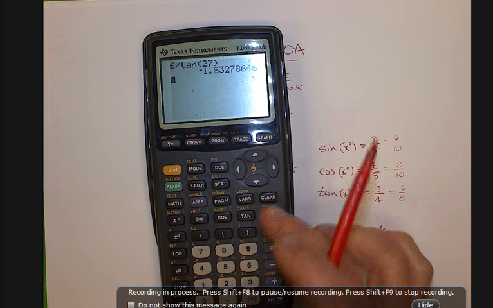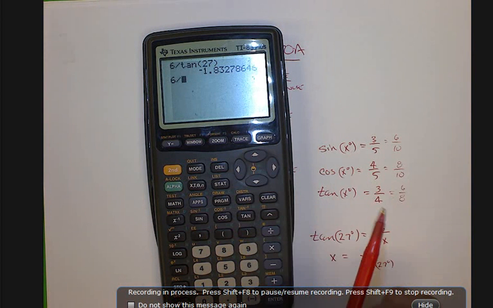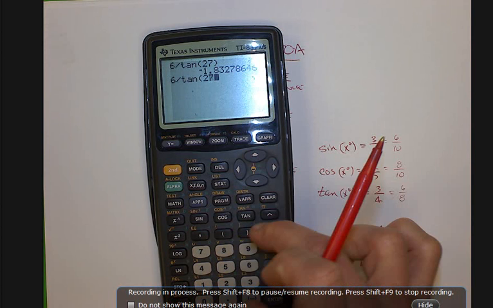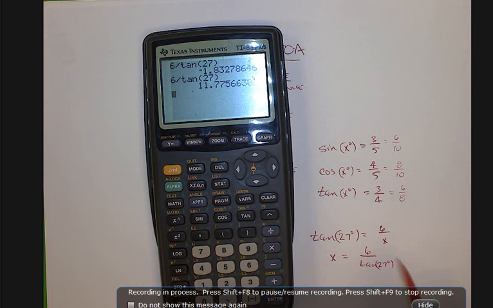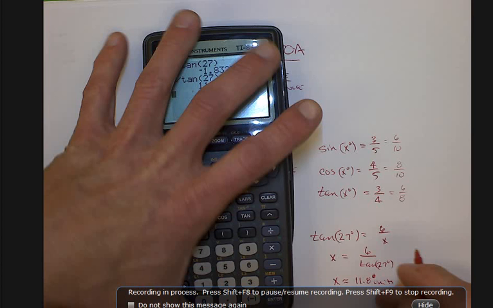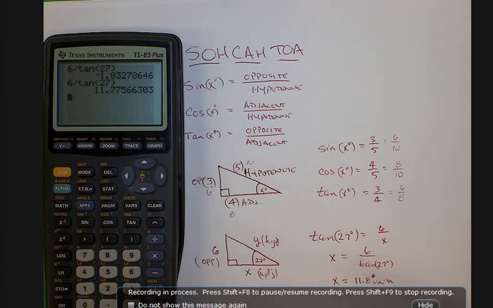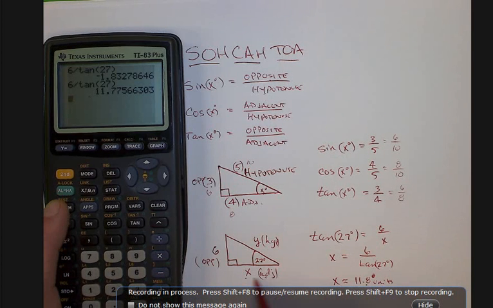So now we can say 6 divided by tangent 27 equals, and that makes a lot more sense. So x is equal to about 11.8 units, not degrees, because that's the length, my mistake. So this 11.8 is this length right here.